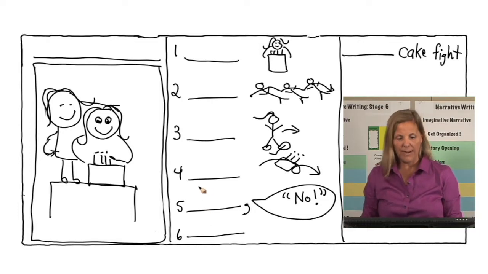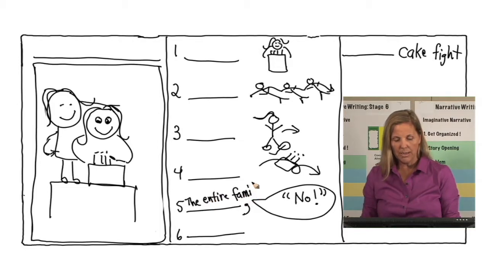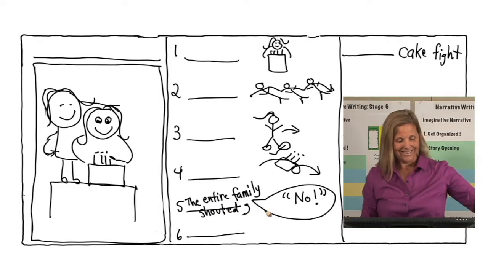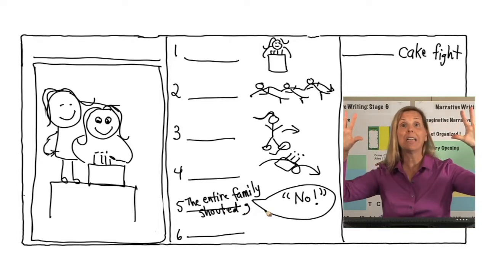Everyone, the entire family. So let's write the entire family shouted. And notice I don't have a lot of room here, so I'm just going to squeeze it in, or right below the line. The entire family shouted, comma, no. Finally, so they're all shouting, no!